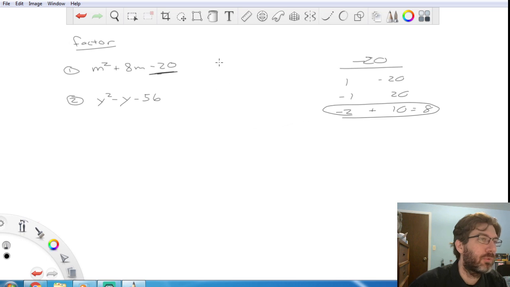Then you're just going to split up your A value. That gets split because there are only 2 factors of it. That's a horrible parenthesis. And then we get a negative 2 with one of them and a positive 10 with the other.